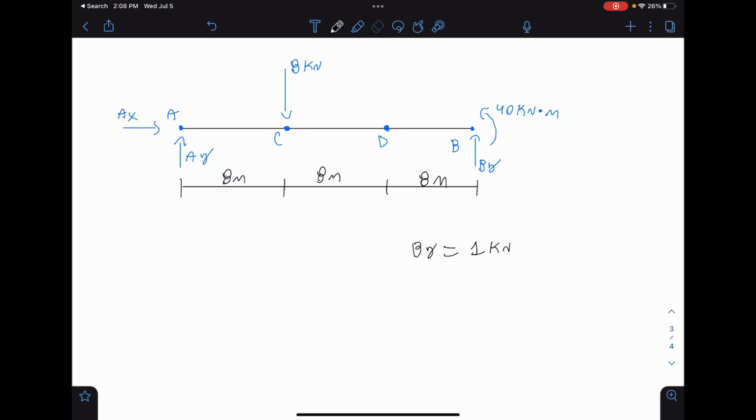Okay, now that we know By, let's get rid of it on our diagram and change it to 1 kilonewton. We can just use the sum of the forces in the y direction to solve for Ay. But first, let's realize that the sum of the forces in the x direction is equal to 0, and also that Ax is equal to 0 because it's our only force in the x direction. So we can just get rid of that.